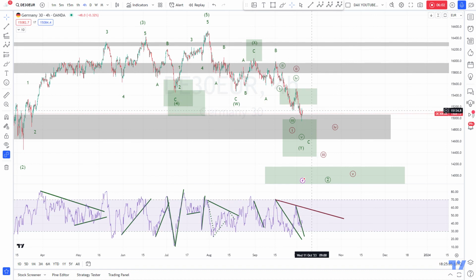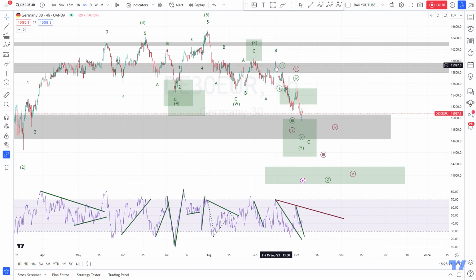I think the most important question right now is, will we hold this level here more or less? Do we start to move up from here? Or do we have the scenario with the extended wave C down?